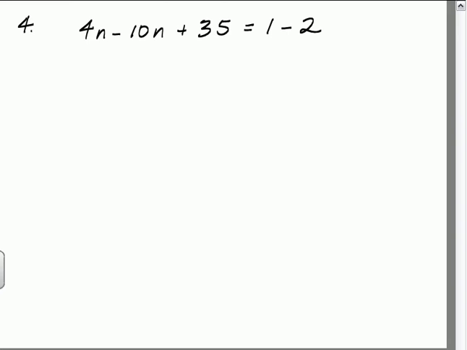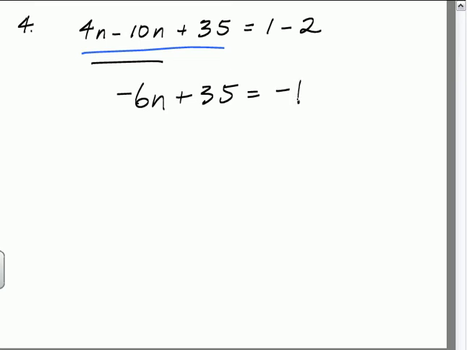Okay, you know what I'm going to ask. Is there any cleaning up to do? Well, on the left, there's a little bit of cleaning up to do. We can combine like terms, specifically the 4n minus 10n, which would give us a negative 6n, plus 35. And on the right, is there anything to do? Yeah, we can combine 1 minus 2, and we would get minus 1.